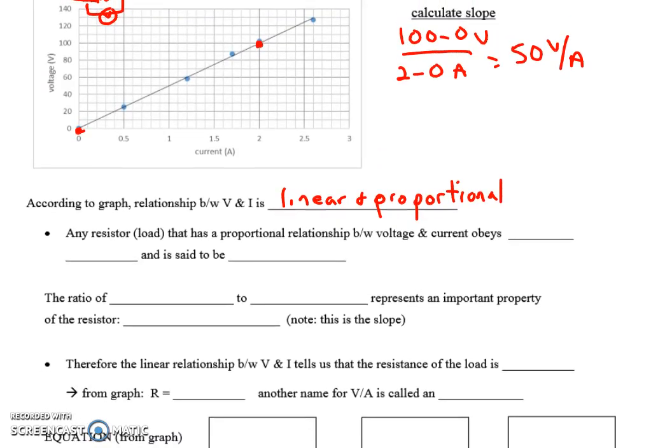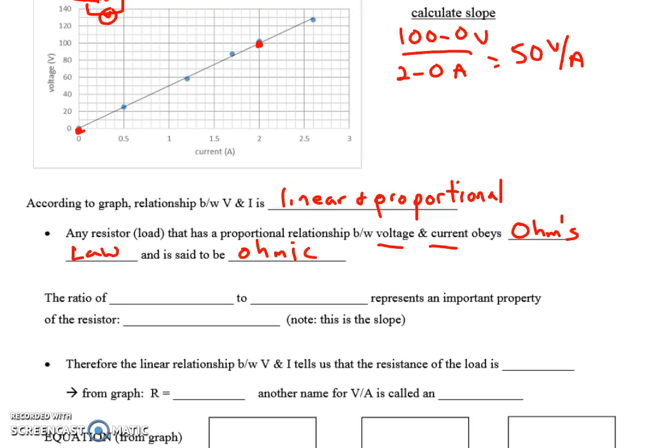Okay, so what we say is any load resistor that has a proportional relationship between voltage and current obeys Ohm's law. Georg Ohm, I don't know if he was German or Austrian, anyway, back in the 1800s, discovered this law, and it's very important. So anything that obeys this is said to be ohmic. So it's a descriptor, meaning any resistor that obeys Ohm's law, which kind of implies that not everything obeys Ohm's law.